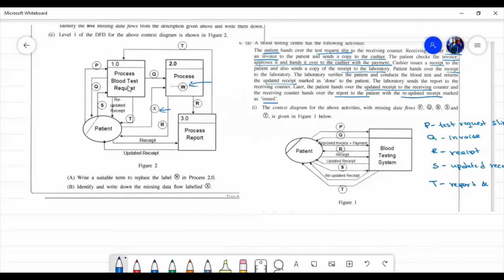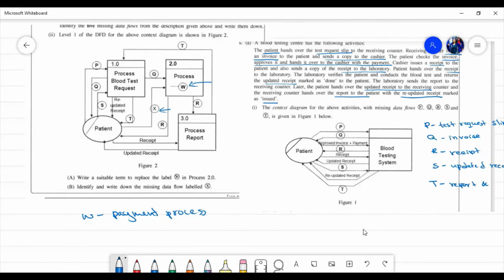So here is the process blood test request. The patient checks the invoice, the counter receives the invoice, and sends a copy to the cashier. The patient checks the invoice, approves it, and hands it over to the cashier with the payment. The cashier issues a receipt to the patient and also sends a copy of the receipt to the laboratory. So this is the process of giving the report, and this is the process of blood test. So can't we put W as the payment process? Yes, payment process, because it handles the payment part.